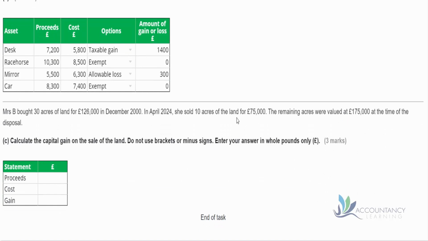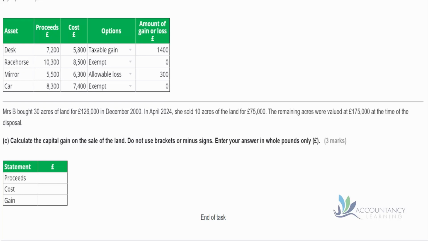Okay, the last little bit of the task then. Mrs. B bought 30 acres of land for 126,000 in December 2000. In April 2024, she sold 10 acres of the land for 75,000. The remaining acres were valued at 175,000 at the time of the disposal. Okay, so for this then, we need to split the land because we bought 30 acres and sold 10 of them.